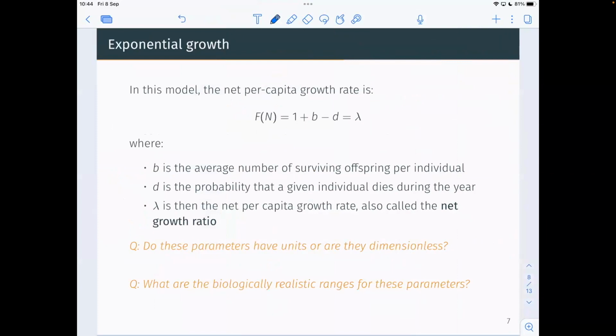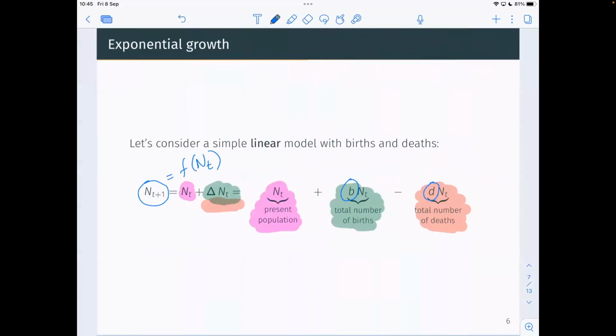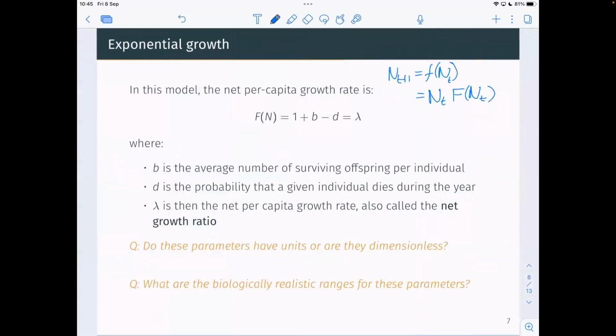So then what's our net per capita growth rate? Well, remember that we had N(t+1), our population at the next time, is our net growth rate, or we can write this as N(t) times our net per capita growth rate. So if I go back to the slide here, you notice we've got N(t) here, an N(t) here, an N(t) here, and an N(t) here. So we could write this as N(t) times (1 + B - D). So that means our F here, our capital F, our net per capita growth rate, is just going to be that thing that was in the brackets, 1 + B - D. I'm going to call this lambda.